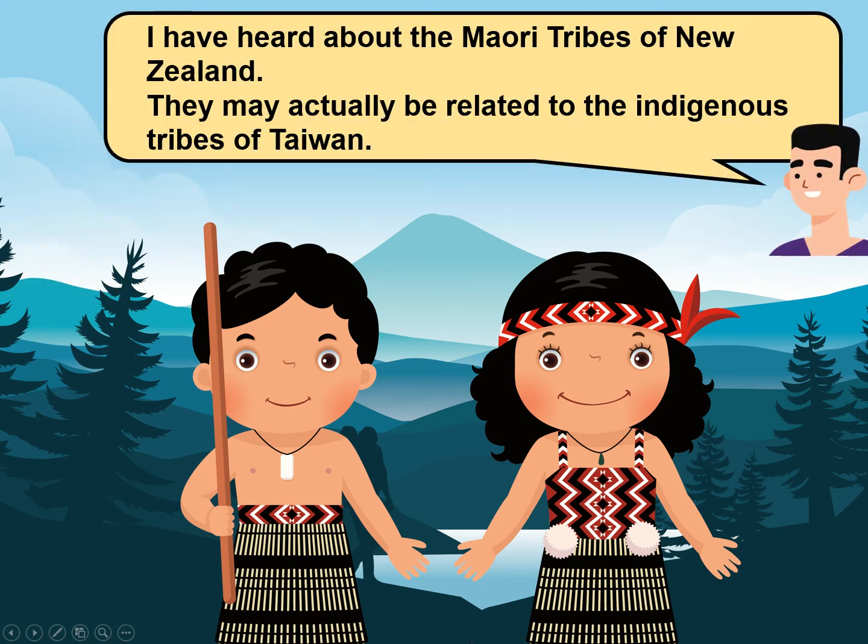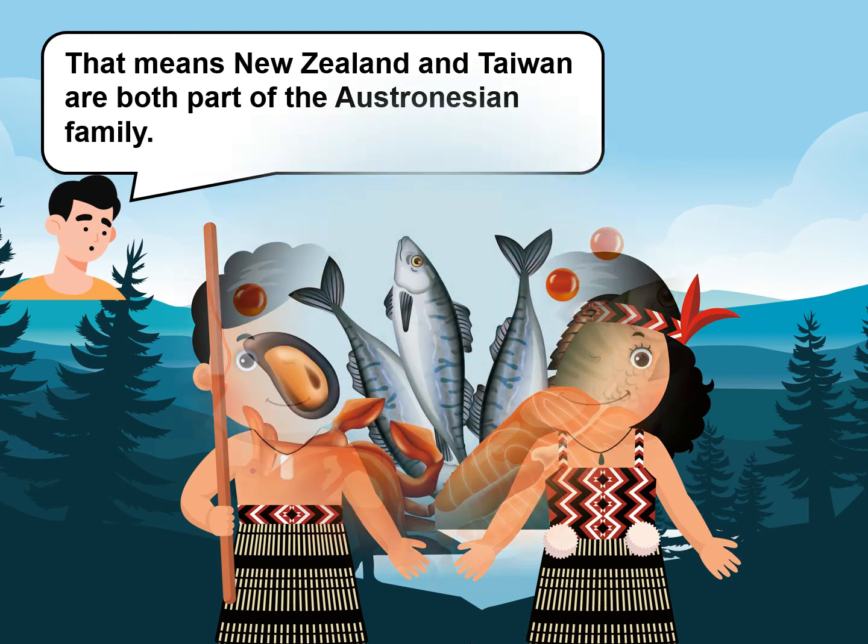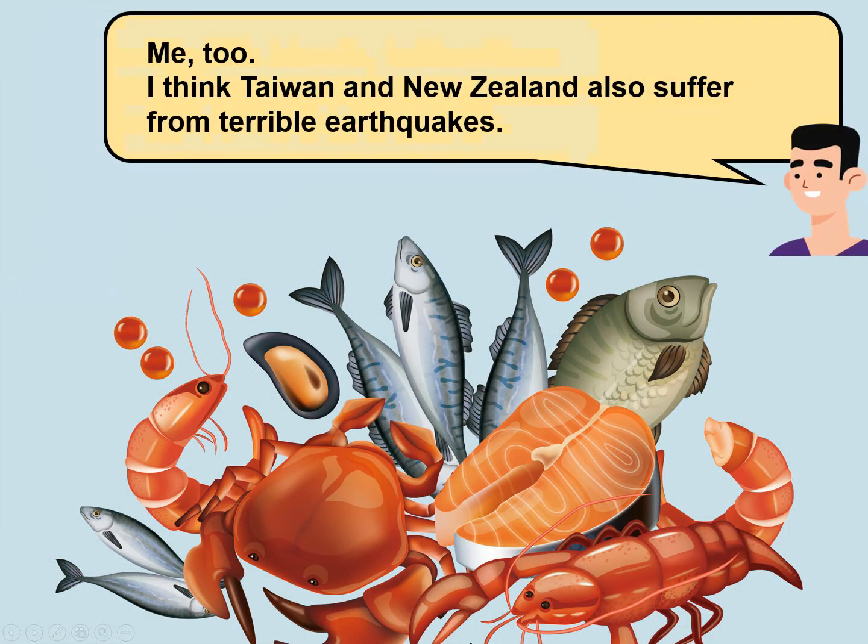I have heard about the Maori tribes of New Zealand. They may actually be related to the indigenous tribes of Taiwan. That means New Zealand and Taiwan are both part of the Austronesian family. Me too. I think Taiwan and New Zealand also suffer from terrible earthquakes. Since they are islands, both nations are known for their seafood. I love seafood.